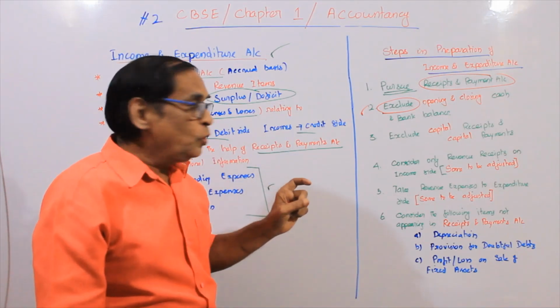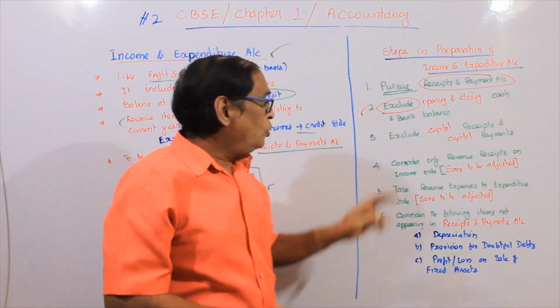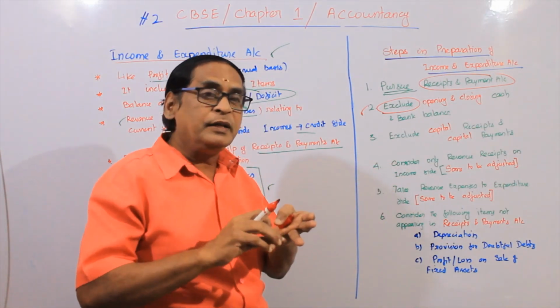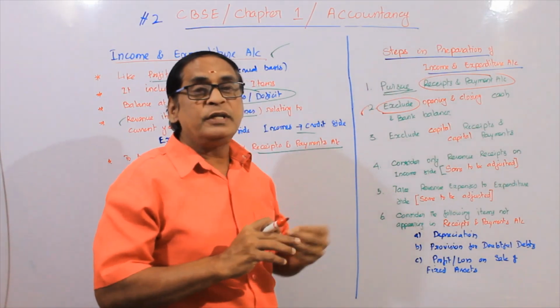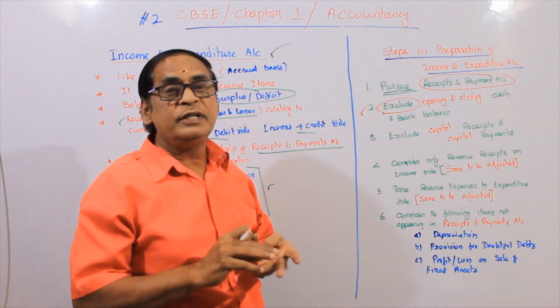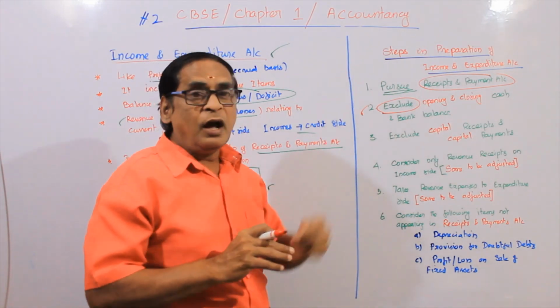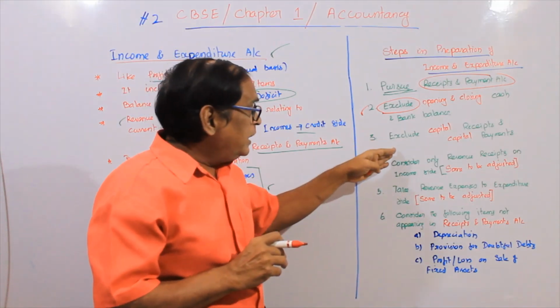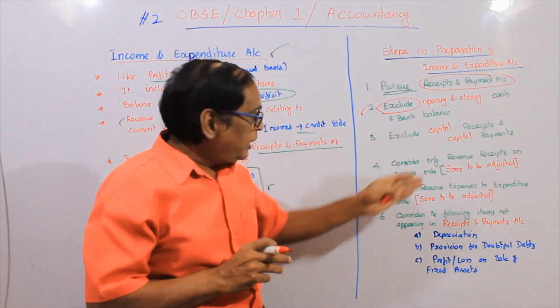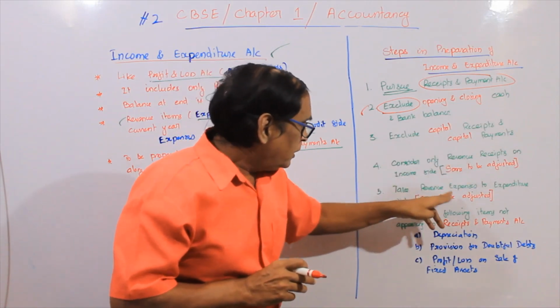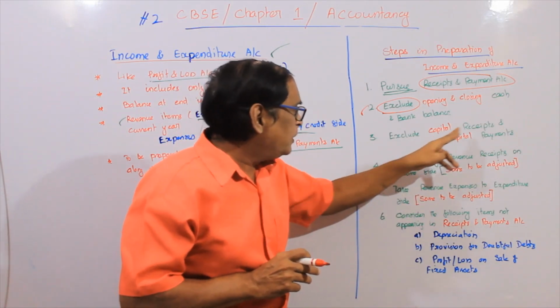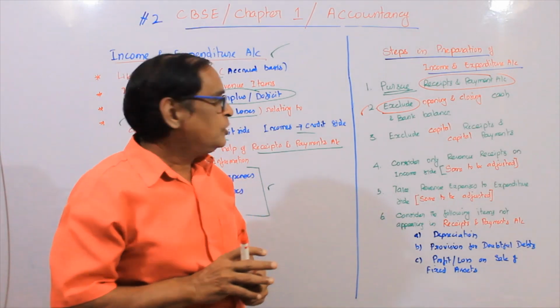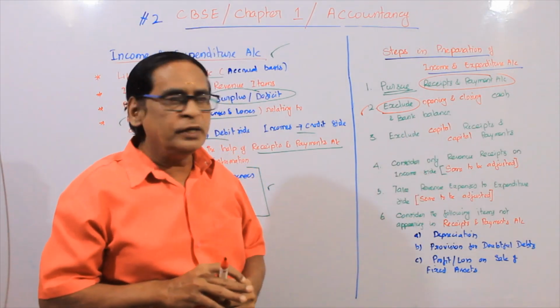Understand? And then in the income and expenditure account, as I told, only revenue items should appear. It should not include items of capital nature. So if there is any capital item in the receipts and payments account, like the purchase of machinery, building or land, or any loan obtained, any capital receipts or capital payments, both should be excluded.